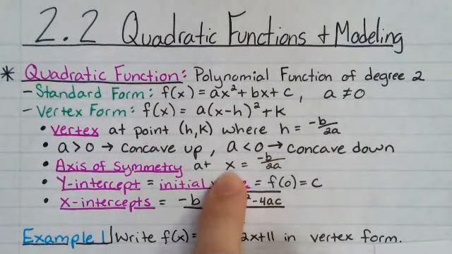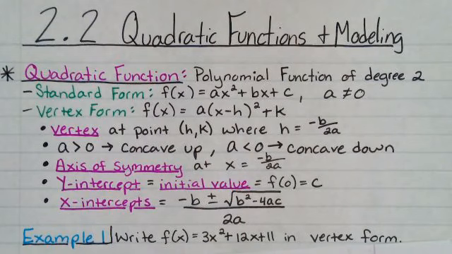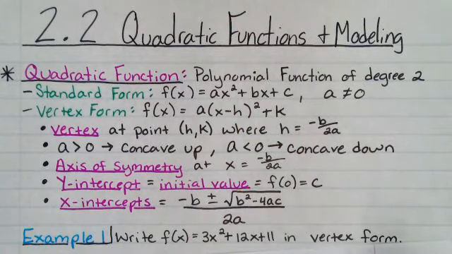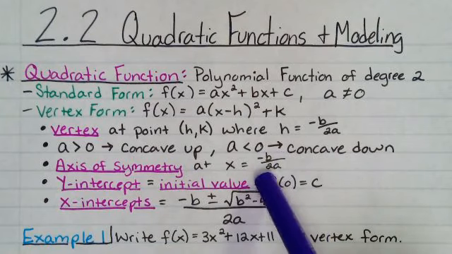Your axis of symmetry is that little invisible line that goes through the vertex, and it shows that it's the same on either side of that line. It's a little invisible line that cuts your parabola in half. So it's going to go through that vertex. That's why these two match.